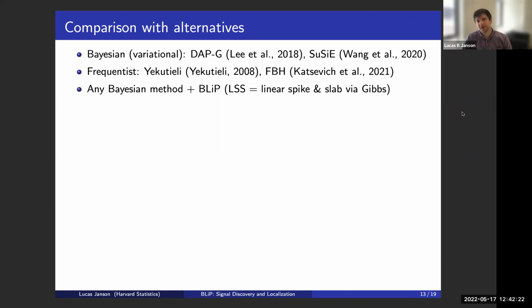The Bayesian methods come from the genetic fine mapping literature. The frequentist methods are just multiple testing methods that could be used, although they have fairly strong assumptions about the p-value distributions that really don't hold in practice. But we'll see how that propagates into still controlling the false discovery rate. And then, as we said, we can put BLiP on top of any Bayesian method. So here we also implemented our own spike and slab Gibbs sampler, nothing fancy, and combined it with BLiP to see what we do.